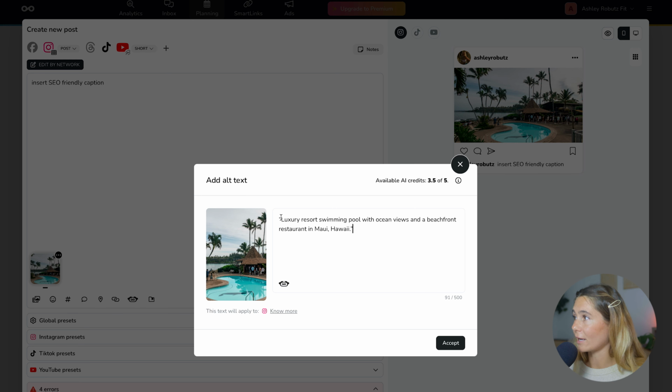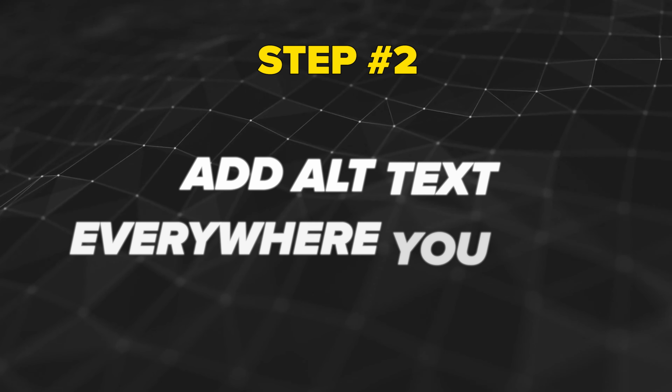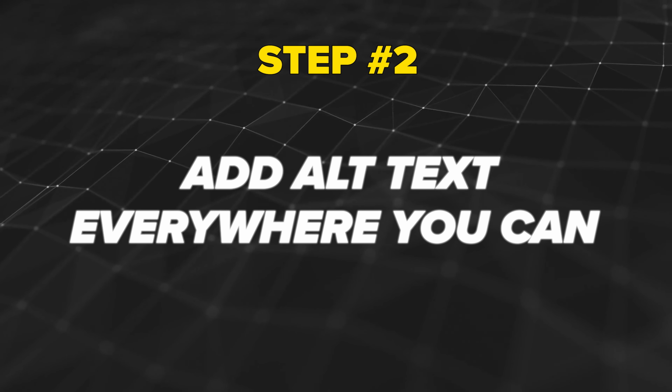This is really natural for accessibility, but also keyword rich. So alt text was originally designed for accessibility. It's the description that screen readers read out loud for people with visual impairments. But now alt text is also being used for algorithms to understand what your photo is about.